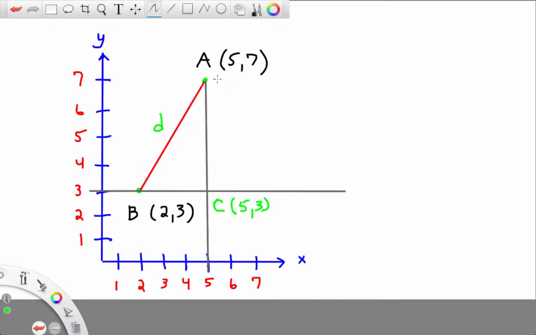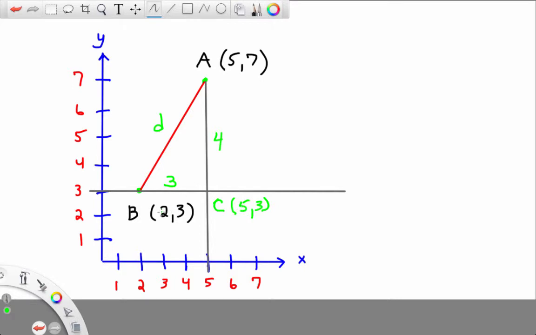So now we need to find the distance between A and C. And we don't need a formula to do that. All we do is subtract the y values. If the y value of A is 7 and the y value of C is 3, we simply take 7 minus 3 and we label that 4. This is distance 4. To find the distance between B and C, we subtract the x values. We take 5 minus 2, which is 3.